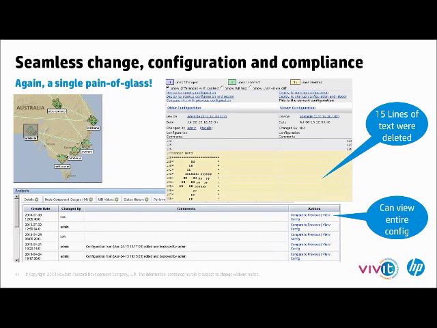I can look at the interfaces and the links between those two devices. It can be seen in the middle of the screen. And I can also look and review all of the incidents that are associated with those devices.